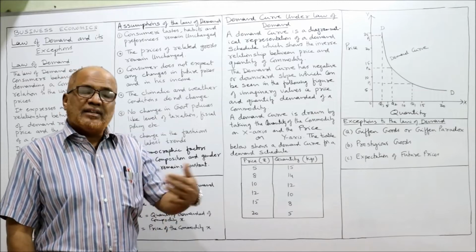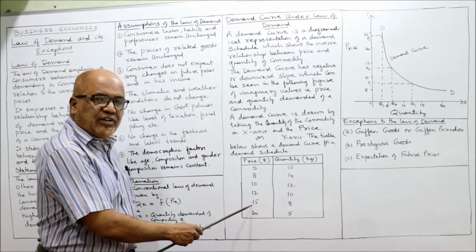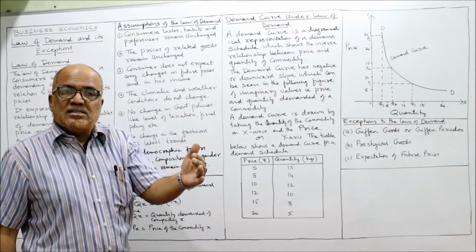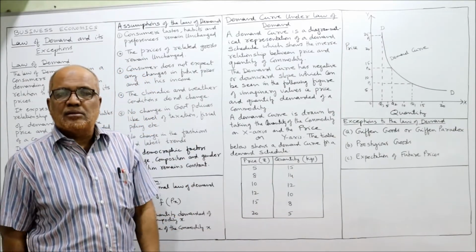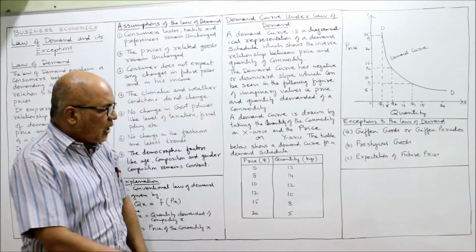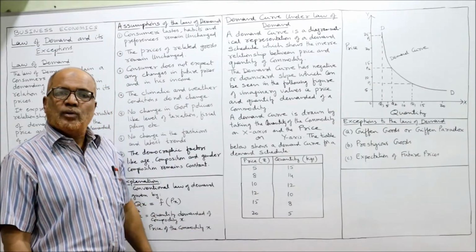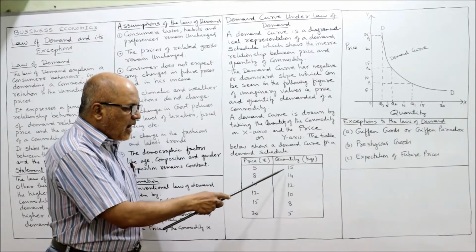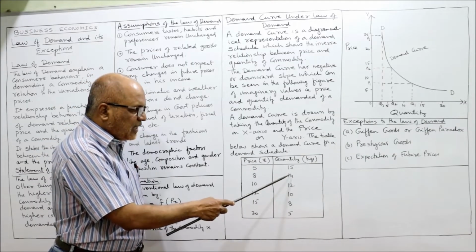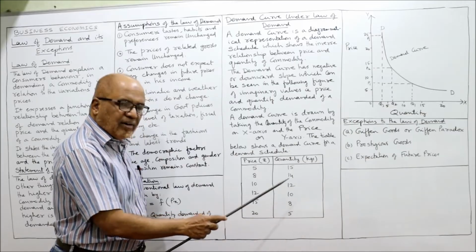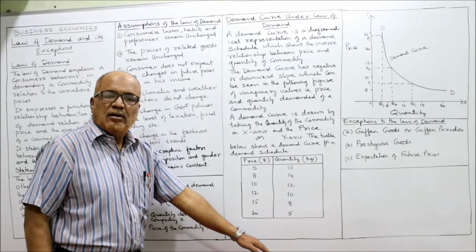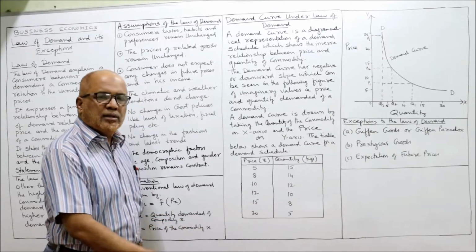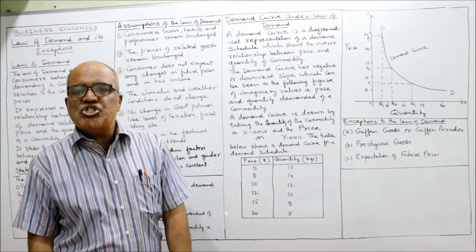Further price increased from 12 rupees to 15 rupees. Quantity decreased to 8 kilogram. Further price increased to 20 rupees. The demand has fallen down to 5 kilogram. So you can see, as the price is increasing, demand is decreasing. 15, 14, 12, 10, 8, 5 is showing decrease. Here price is increased: 5, 8, 10, 12, 15, 20. This is called demand schedule.